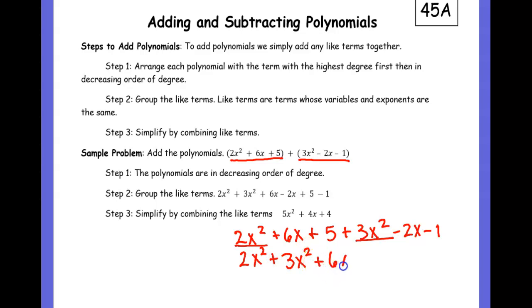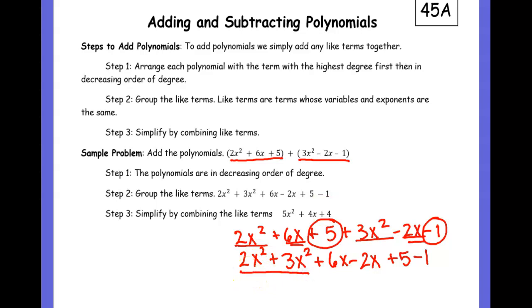So then I'm going to take the 6x that we have here, and then the minus 2x that we have here, and then the positive 5, which is here, and then the negative 1, minus 1. Okay, so now we ordered them, and we can simplify by combining the like terms.